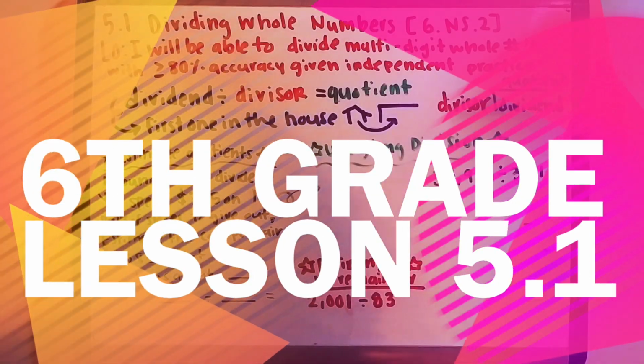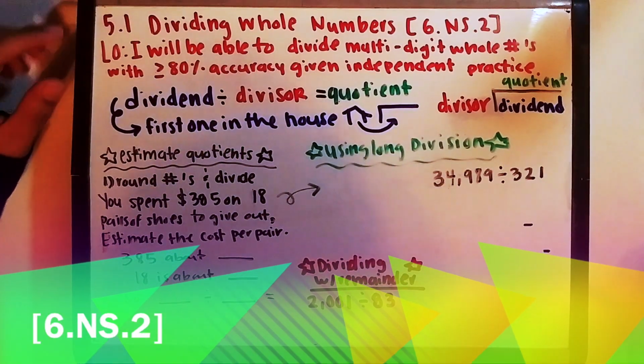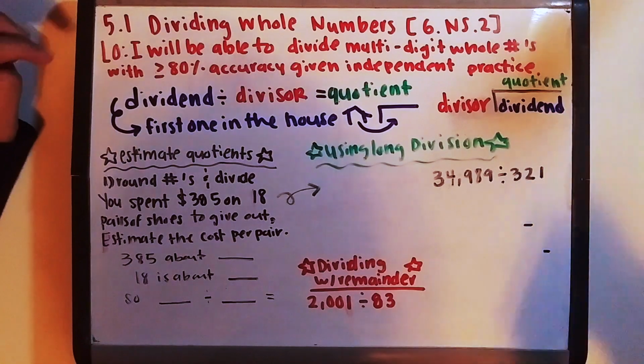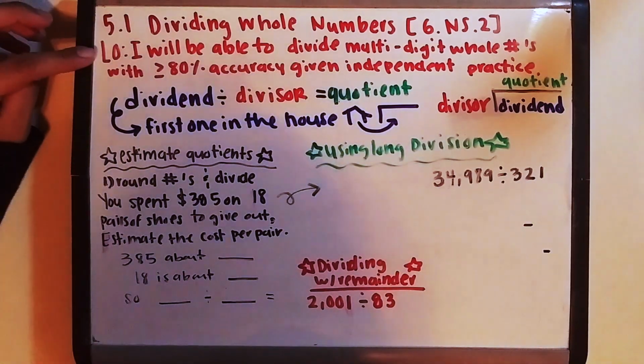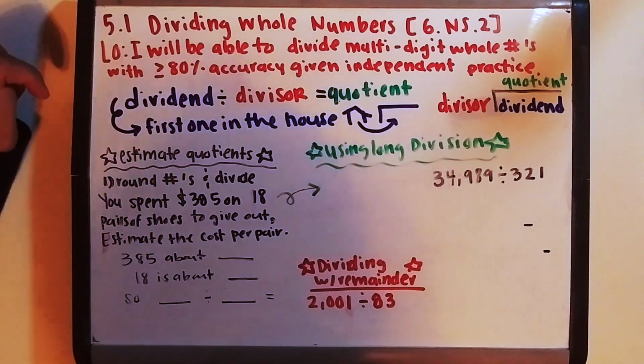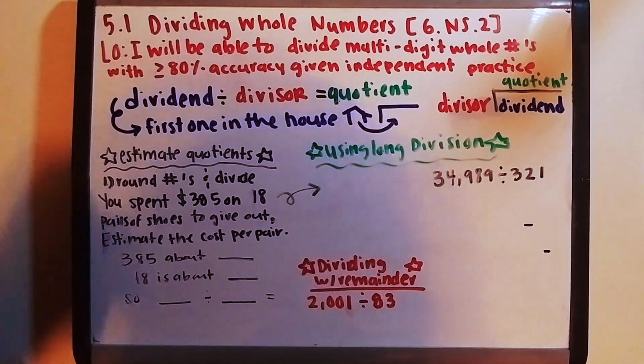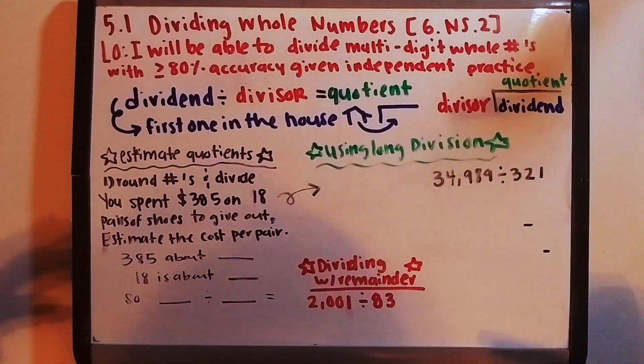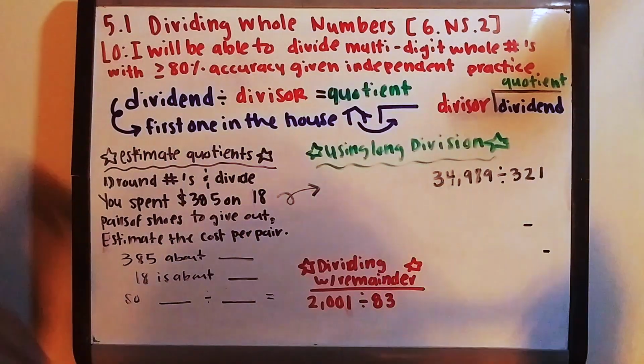This is 5.1. We're going to be dividing whole numbers. This is your standard 6-to-8 number system, standard number 2. Your learning objective is to be able to divide multi-digit whole numbers with at least 80% accuracy given independent practice. So this you can write in your vocabulary box.